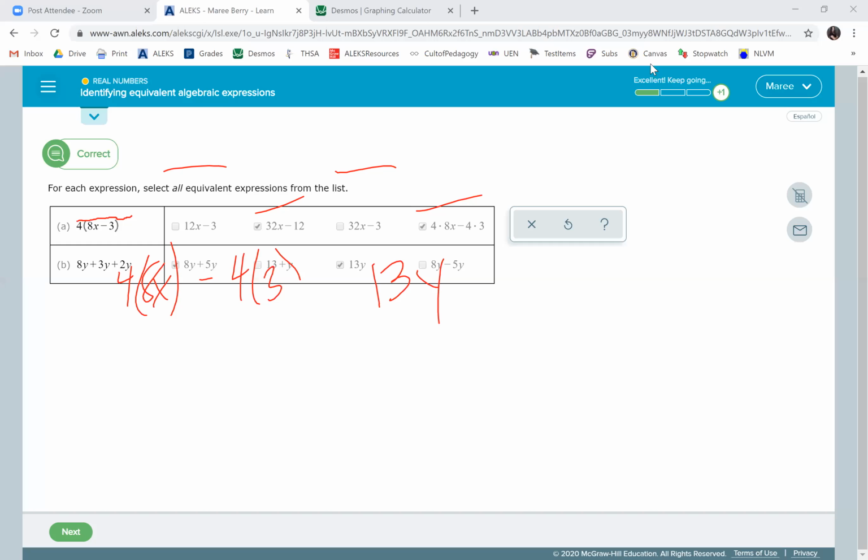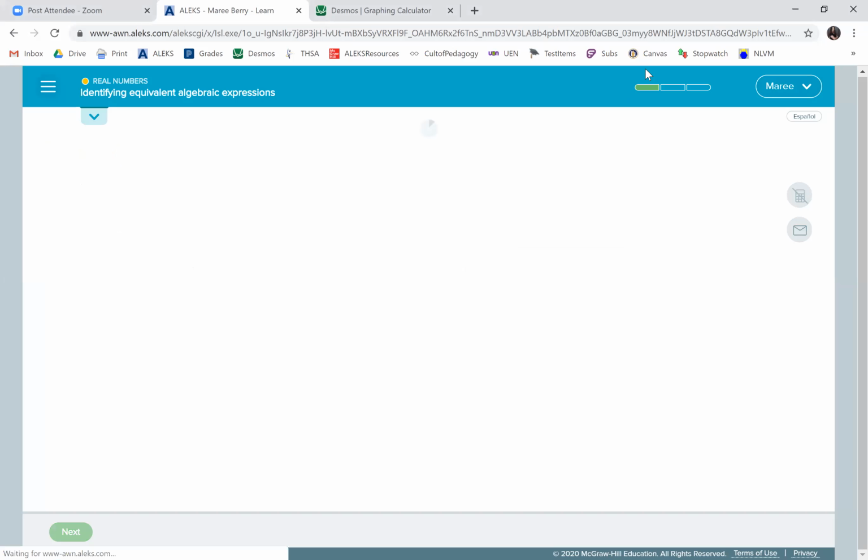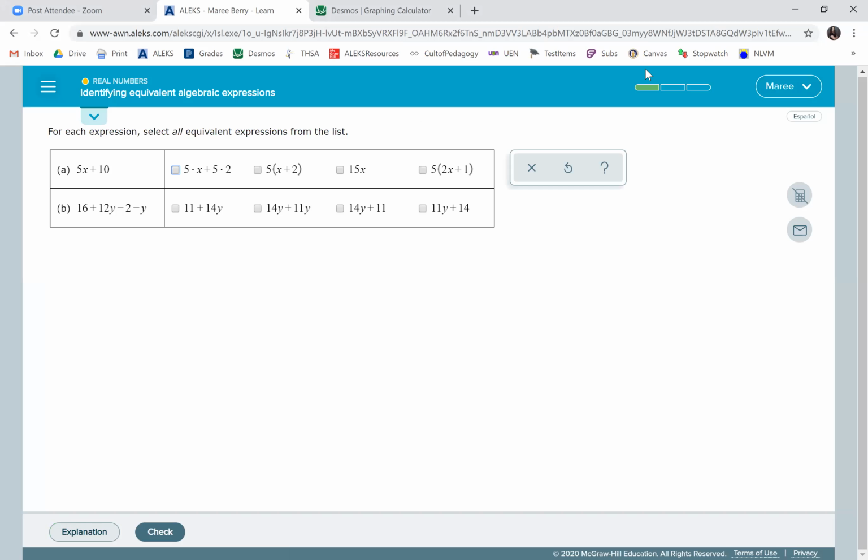Okay, let's do one more. Here's that 5x plus 10. So this one is already distributed. So we need to just look at this first one here. 5 times x is 5x. 5 times 2 is 10. So do you see how this would be 5x plus 10? This is the same. So we're going to want to check that one.